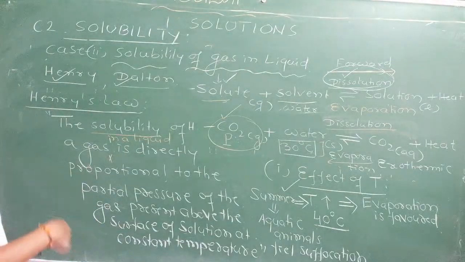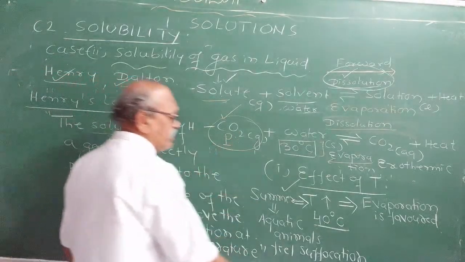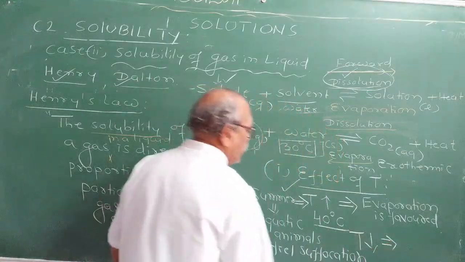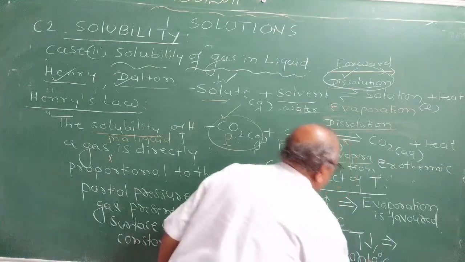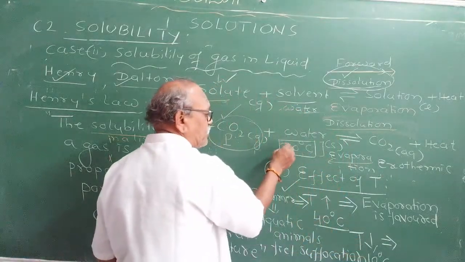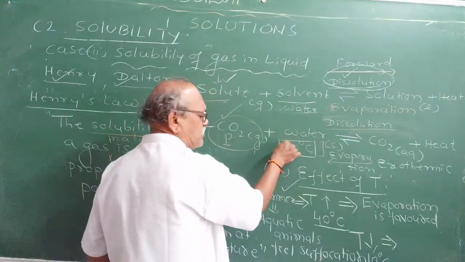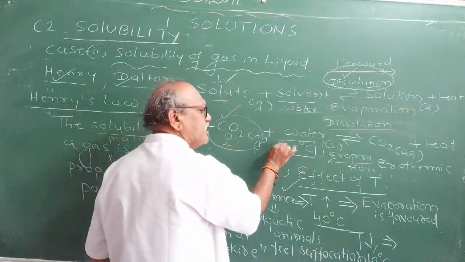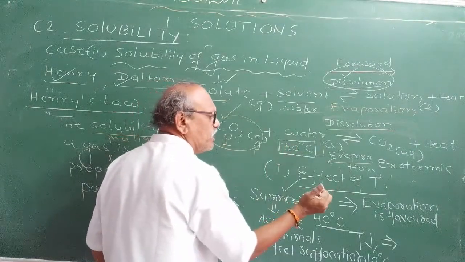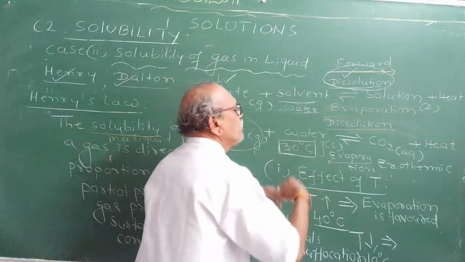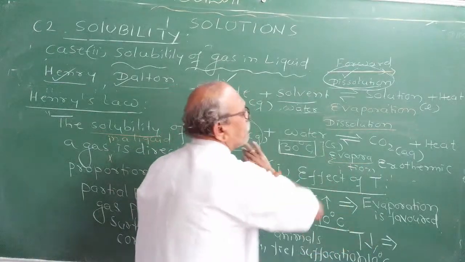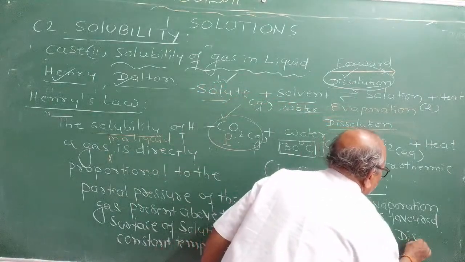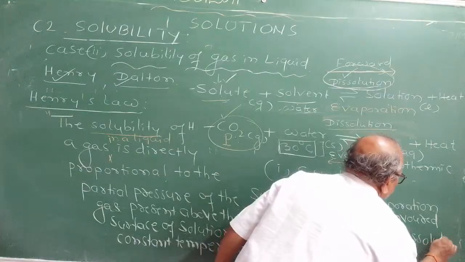We discussed the effect of pressure, and now the effect of temperature. In winter season, when the temperature decreases, it becomes 10 degrees centigrade. Now the equilibrium temperature should be maintained according to Le Chatelier's principle. From 10 degrees centigrade, it should be increased up to 30 degrees centigrade. In which direction should the reaction take place? Heat energy should be released. Therefore, the forward reaction takes place, so dissolution is favored.